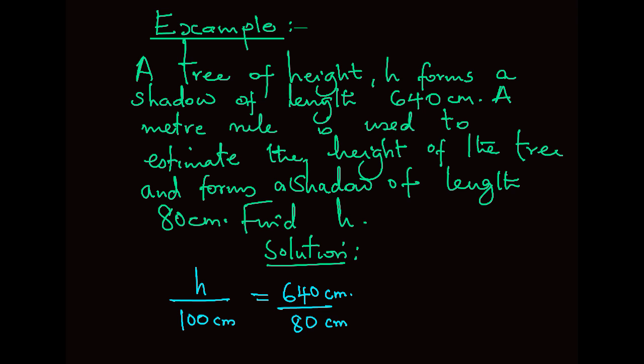So when we carry out cross multiplication, we note that 640 divided by 80 times 100 should give us the height of the tree in centimeters, which is equal to 800 centimeters or 8 meters. So the height of the tree is 8 meters, or the tree is 8 meters high.